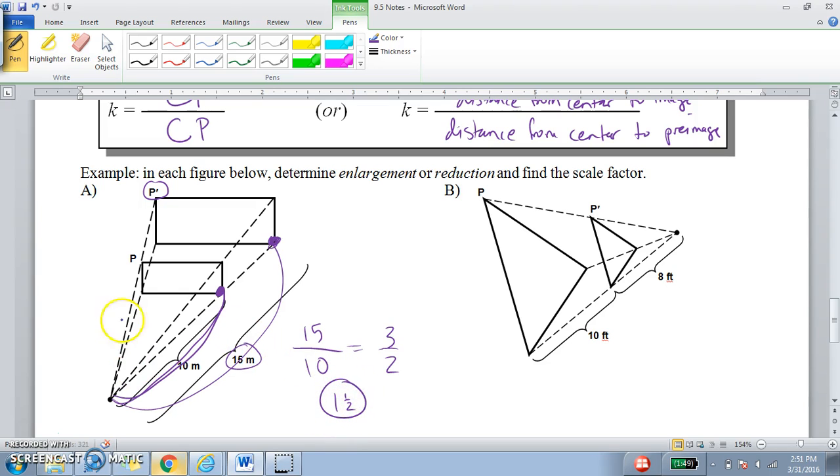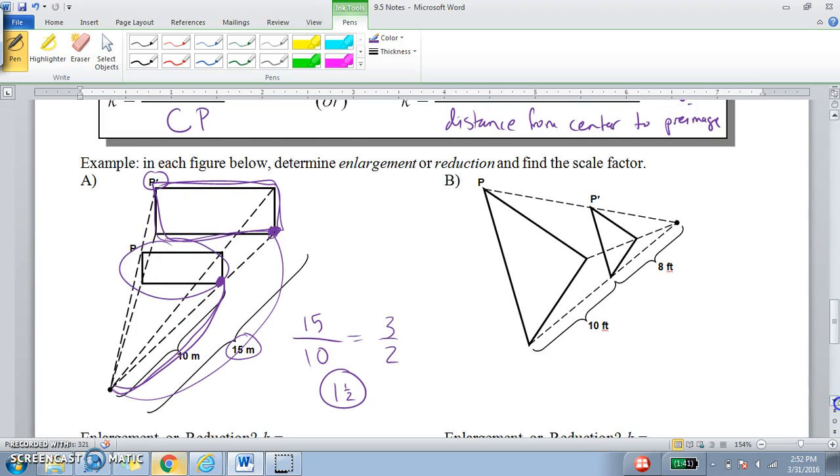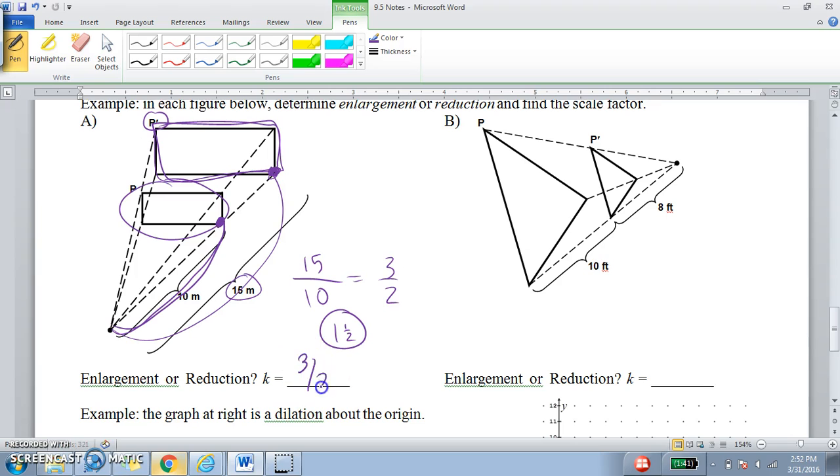which is the same thing as 1.5, which makes sense because this number is bigger than 1, and this is definitely an enlargement. The shape is getting bigger compared to this one. So that would be our scale factor, 1.5 or 3/2.